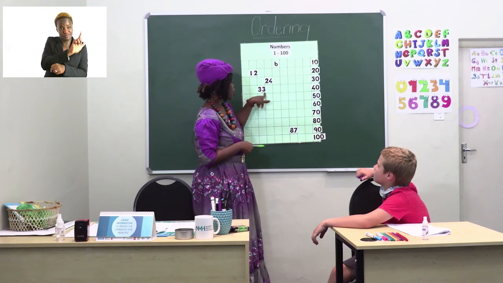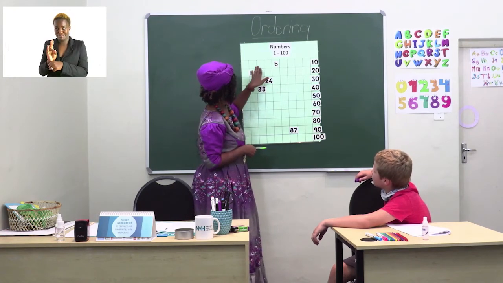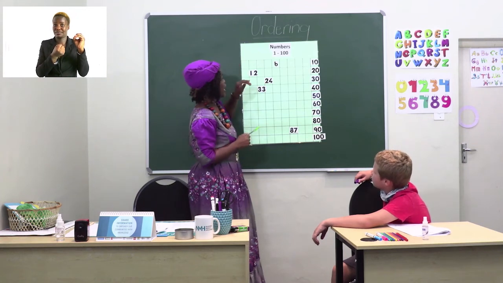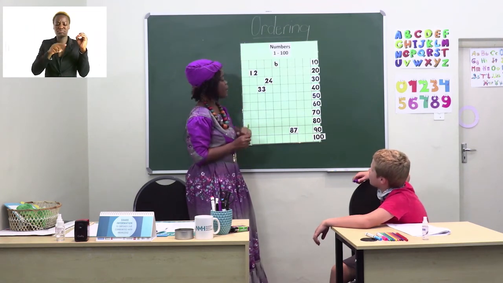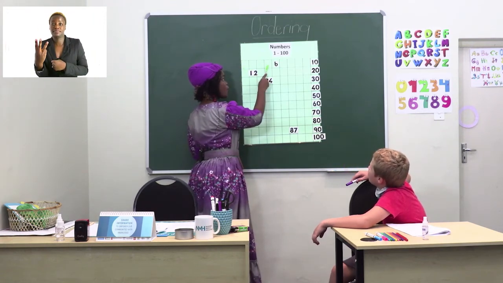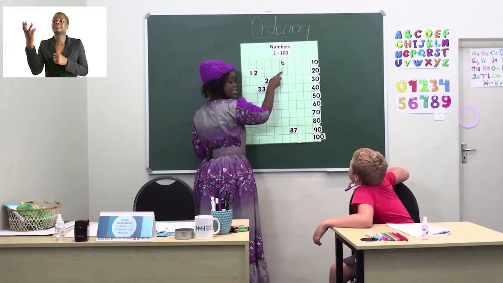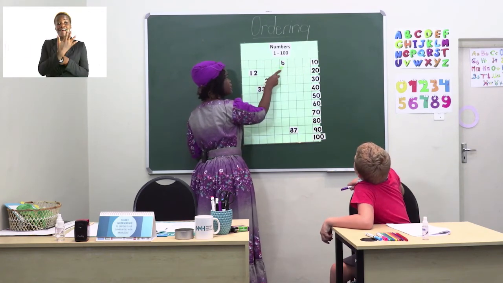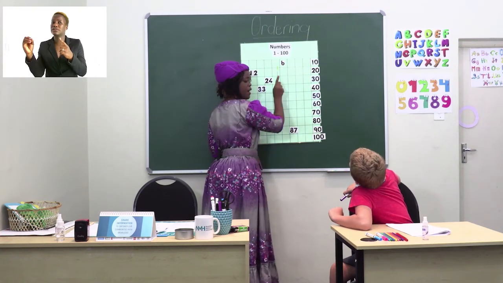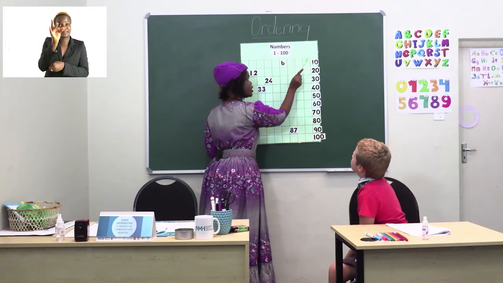24, 33, 87. Now, can we play a little bit of a game? Between here's 0, invisible 0 here. Between 0 and a 6, what numbers do we find there? We find a 1, 2, 3, 4, 5. And then the 6. So we have 5 numbers before 6. Now, between 6 and a 10, how many numbers do we find there? 3 numbers, which are 7, 8, and 9.